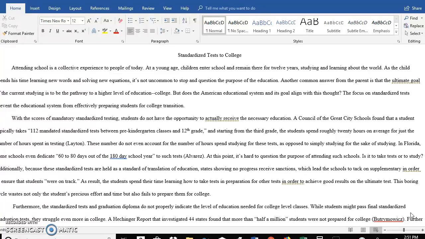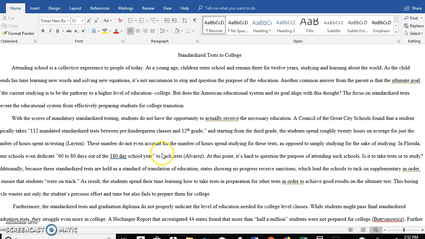So this student has in the topic sentence, with scores of mandatory standardized testing, students do not have the opportunity to actually receive the necessary education. So this student is supporting the thesis by saying standardized testing really does not provide the proper education that's needed. And hopefully the student will support her topic sentence with facts, examples, details, and support.